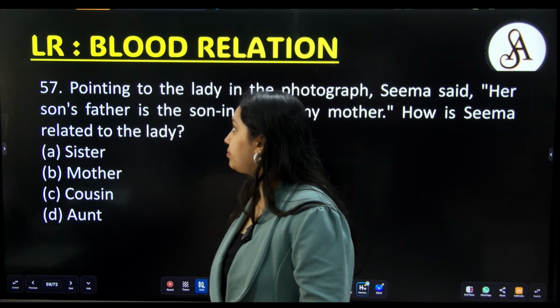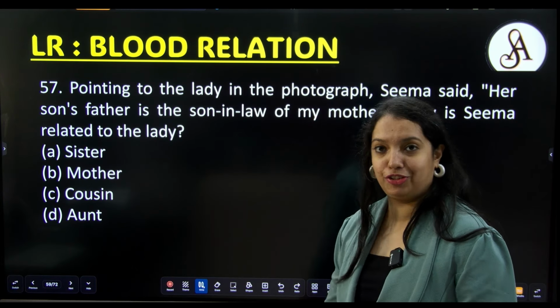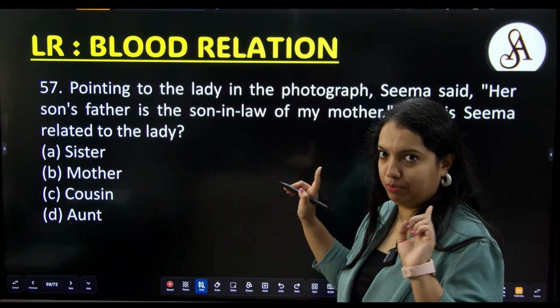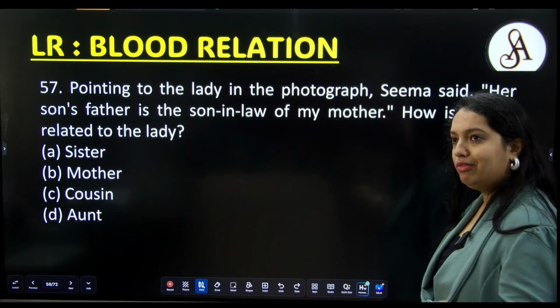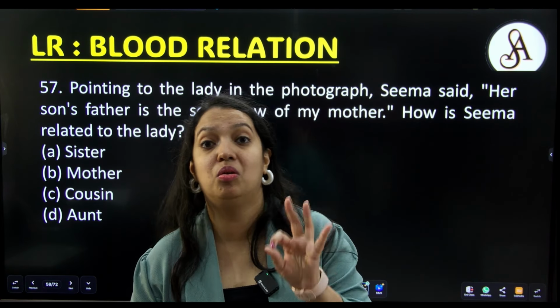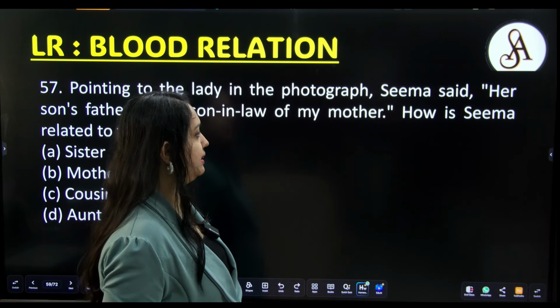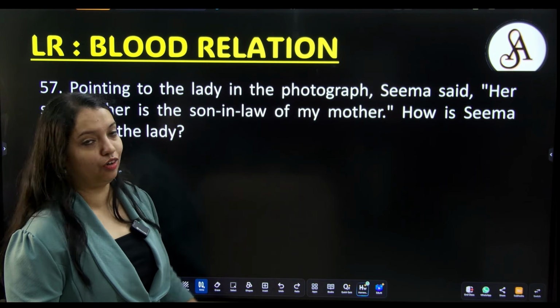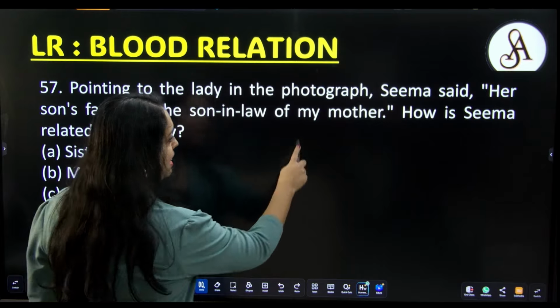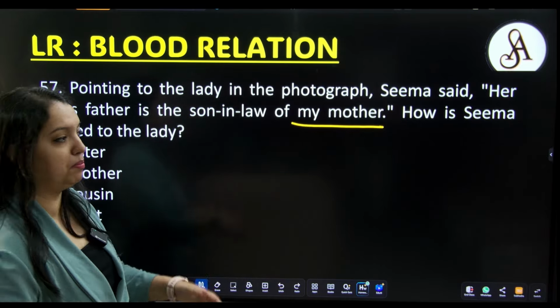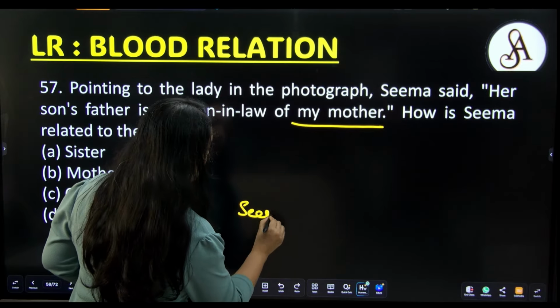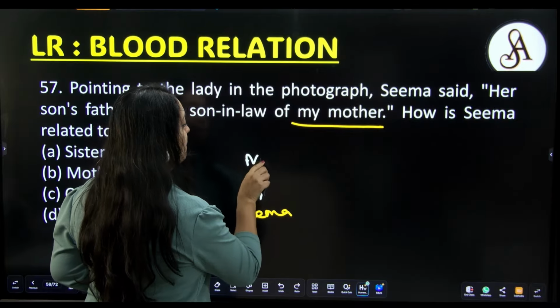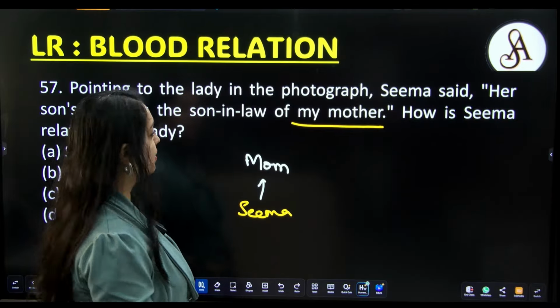Next. Pointing to a lady in the photograph, my favorite type of question, pointing towards someone question. Whenever you have pointing towards someone question, you always start answering from last part of the sentence. Let's read that. Seema said her son's father is the son-in-law of my mother. We always read from last part of the sentence, my mother. Whose mother? There is Seema. Seema says my mother. This is done.